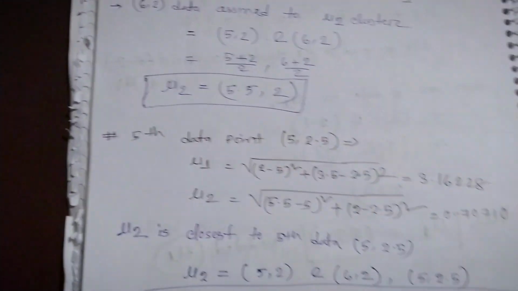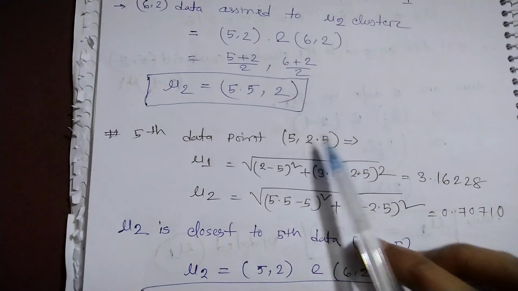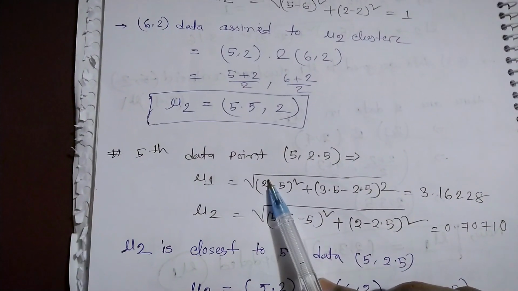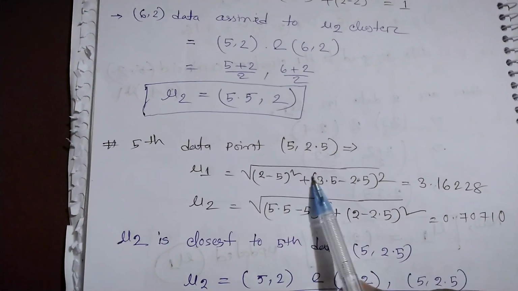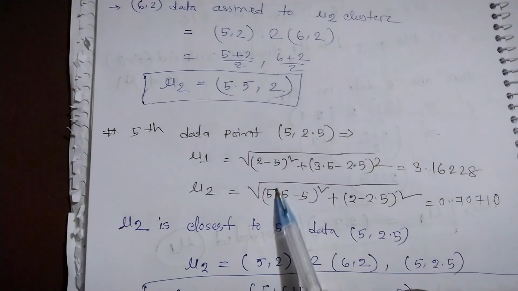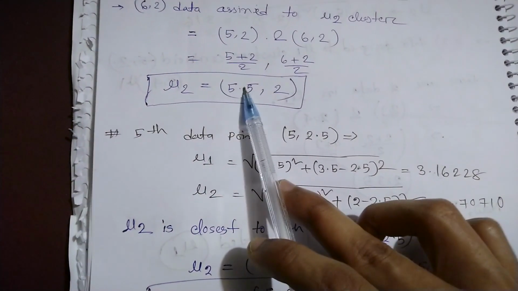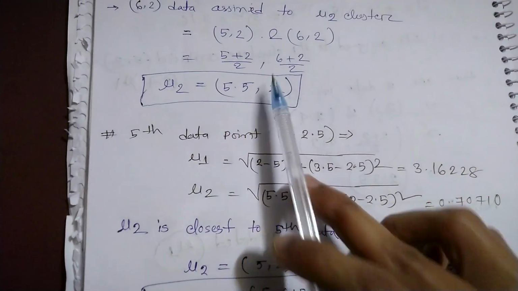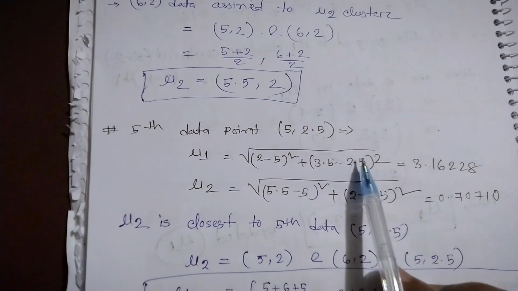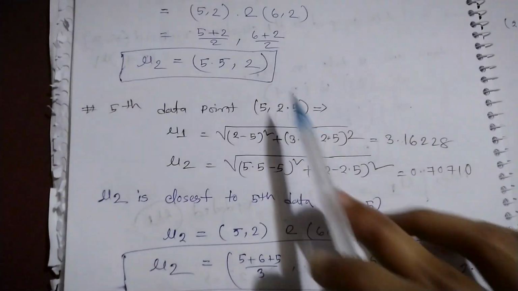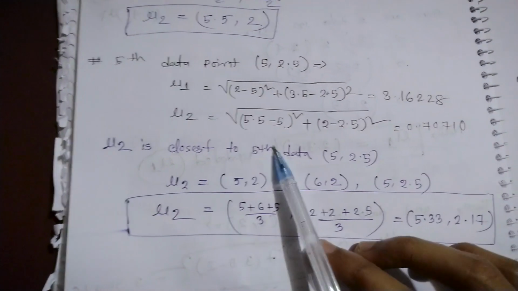Now for the fifth data point, our fifth data point is 5 and 2.5. We need to find the distance again. For mu1, it is 2 minus this 5 whole square plus 3.5 minus this value whole square, and mu2 is 5.5. Now this is the updated value: 5.5 minus this 5 whole square plus this value, which is 2, minus 2.5 whole square, which is 0.70. So this data point belongs to mu2.